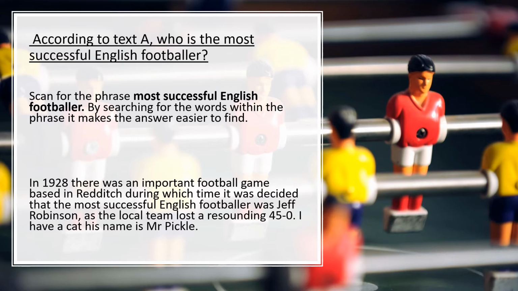The question will actually say, according to text A, B, C, or D. So just make sure you're looking in the right text and that you're not spending all that time searching for it. Okay, so just look for that term and see if you can locate it. Okay, so who is the most successful footballer? It's a common question that they're only really expecting one really simple answer there.